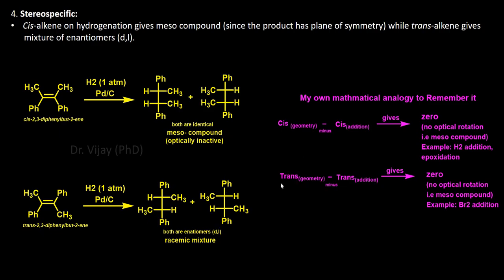If the compound has trans geometry and the reaction is trans addition, then use this math. Trans minus trans is equal to 0. No optical rotation, i.e. a meso product will form. Example, Br2 addition. Otherwise, racemic mixtures or enantiomers.